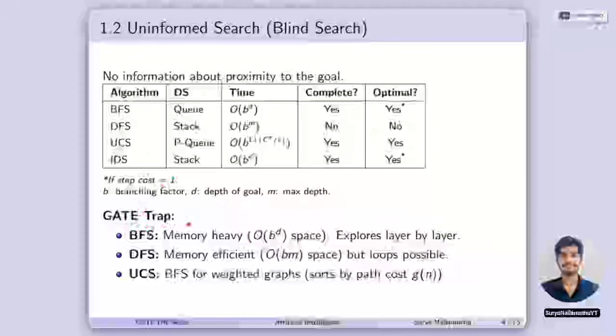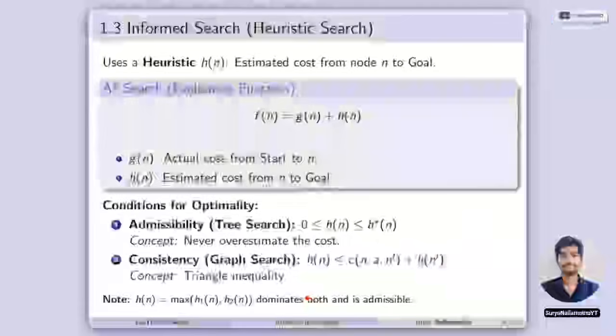Next, the GATE trap: BFS is memory heavy, with O of b to the power d space, and explores layer by layer. DFS is memory efficient, but loops are possible. BFS is memory heavy and DFS is memory efficient. You need to remember this one. UCS is BFS for weighted graphs, sorted by path cost.